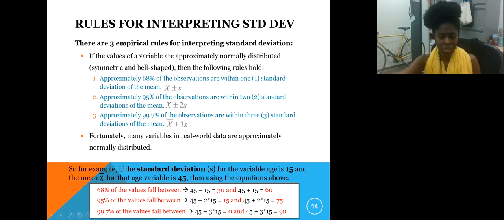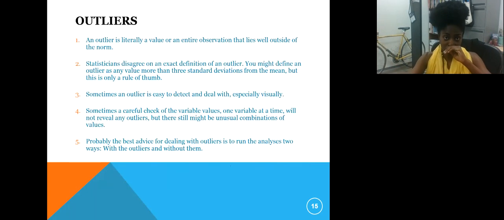Okay, so again, this seems like a lot. Range is max minus min. IQR is the midway point for the first half, the midway point for the second half, and it hovers around the median. And now our standard deviation looks at the mean, and it looks at the range around the mean. Literally, that's it. So an outlier is literally a value or an entire observation that lies well outside the norm.